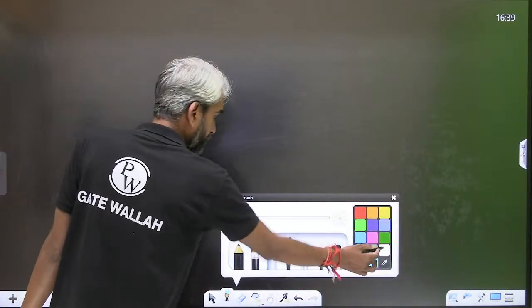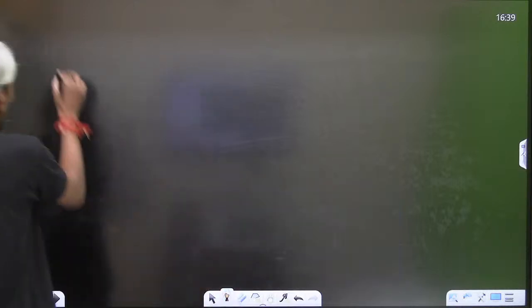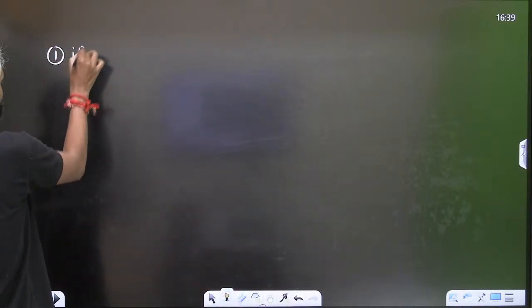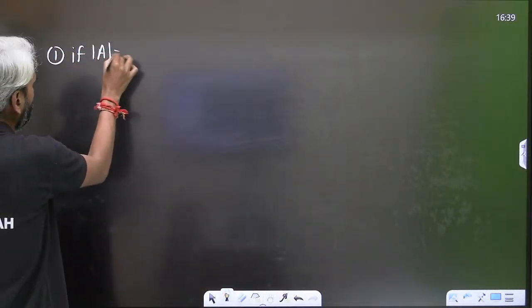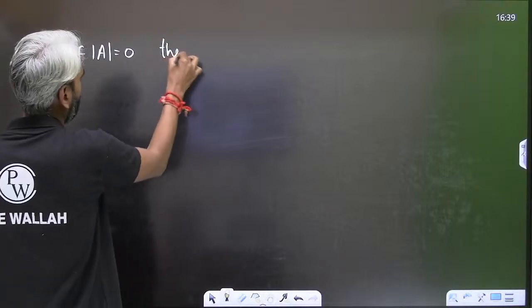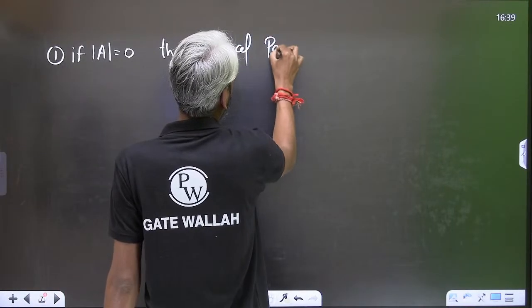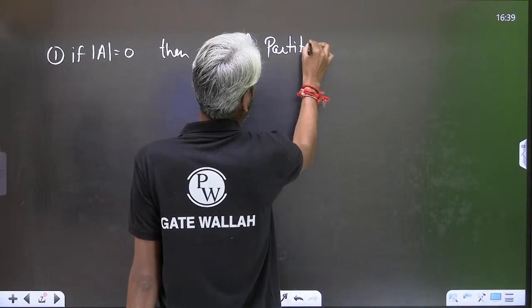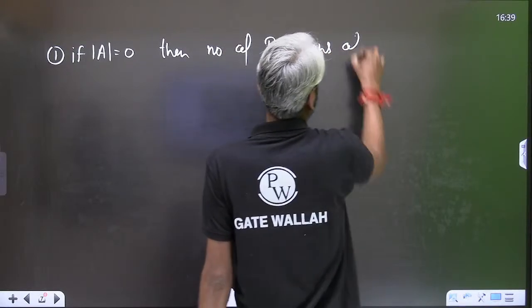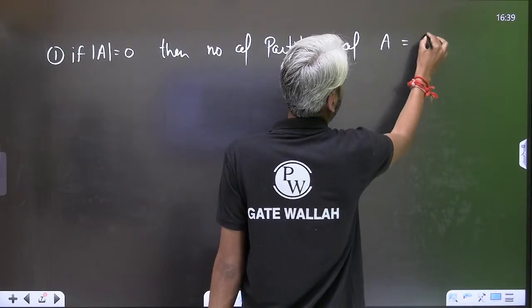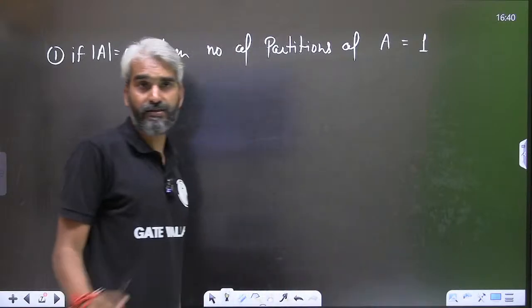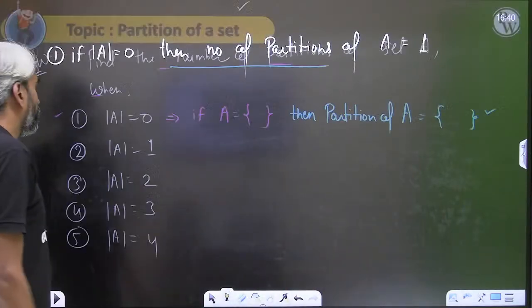So let me write it on the next slide. First, if mod A equals 0, then the number of partitions of A will be equal to 1. There will be only one partition in that particular case. Let's look at the second case.